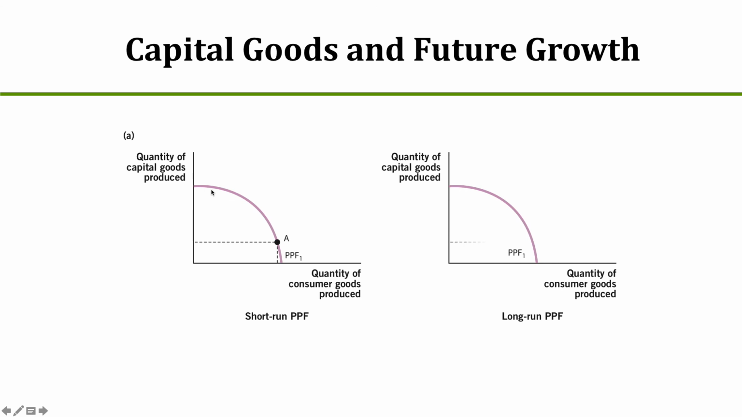So let's pick one point here. At this point A, this country is consuming a lot. That means this country is not saving enough. The saving amount is really low. That's why it creates a low amount of capital. And we know that for future growth, we need more capital goods.